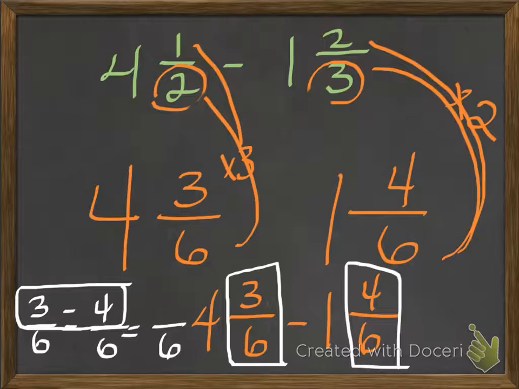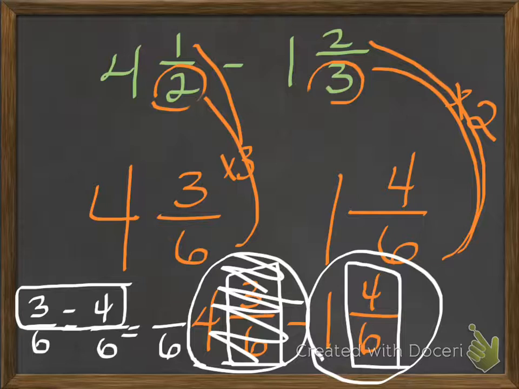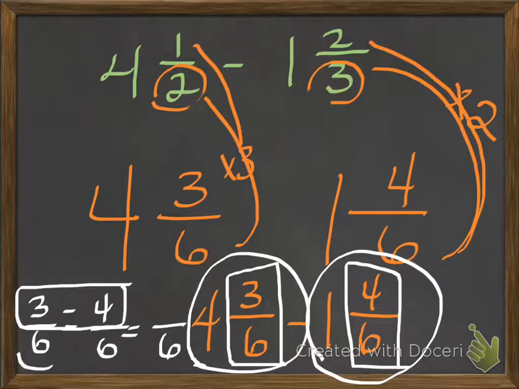If I had 4 pizzas and 3 sixths of another pizza, I know that's more than 1 pizza and 4 sixths of another. So I know I can subtract it because I know that this is bigger. But how do I do that? How do I go about subtracting when I've changed my fractions and one fraction is smaller than the other fraction? Well, that's what we're going to learn how to do.